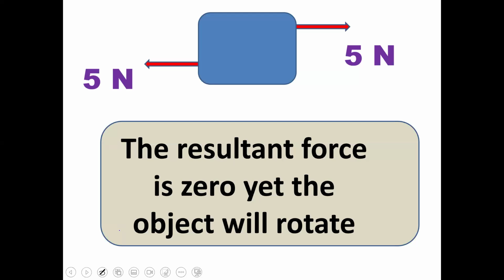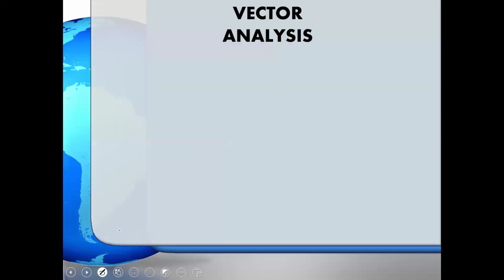When you sit on a bicycle, Umar, and you put pedal forces, then you see both the forces are equal, but the object is not at rest, the object will rotate. Actually, the resultant force zero concept works if the forces are on the same line.